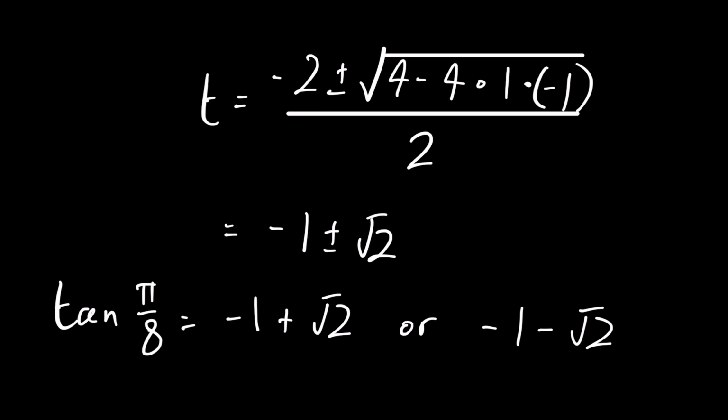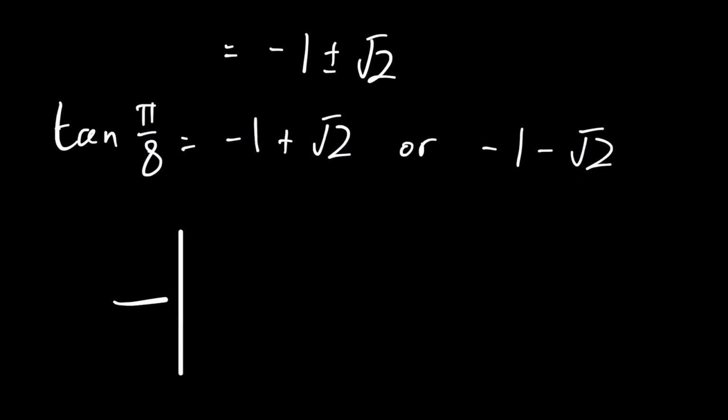However, how do we justify this? Well, if we look at the graph of tan, it will look something like this until pi over 4, sorry, this is pi over 2.